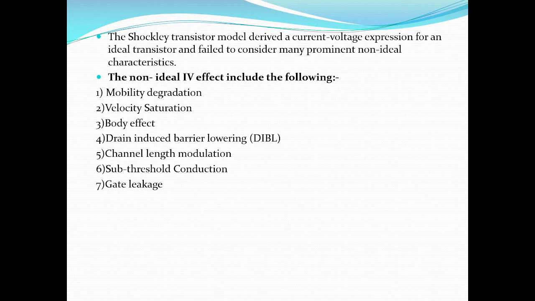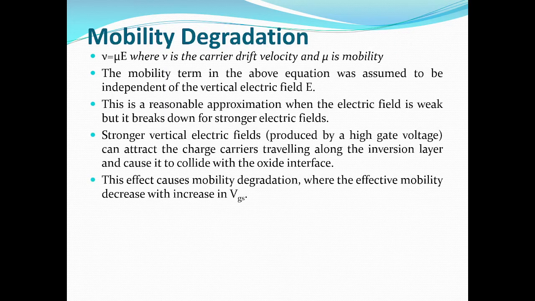Next, we will move on to the non-ideal characteristics. The Shockley transistor model, from which we derived the current-voltage expression for an ideal transistor, fails because of many characteristics. So we have the following non-ideal IV effects: mobility degradation, velocity saturation, body effect, drain induced barrier lowering, channel length modulation, subthreshold conduction, and gate leakage. First we will see them one by one in detail.